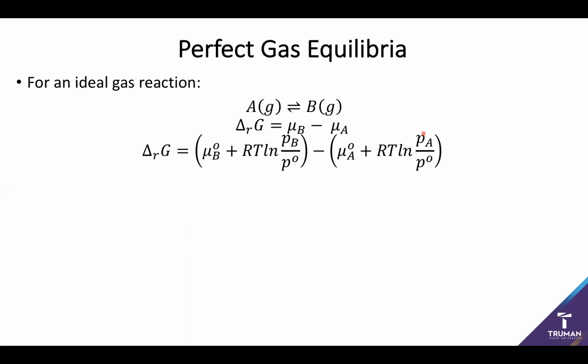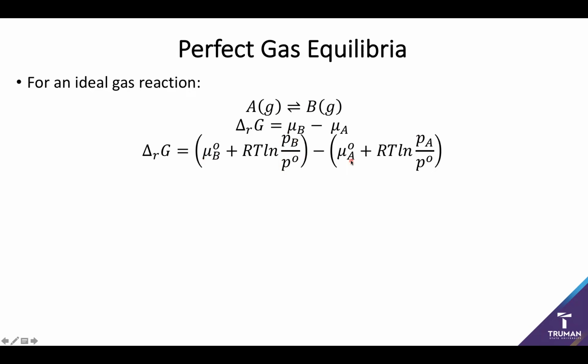So if I'm dealing with an ideal gas, we've already demonstrated that the free energy of an ideal gas is going to change with respect to the pressure of the gas. So we can essentially give the chemical potential of B as the standard state chemical potential of B plus RT, the natural log of the ratio of B to our standard state conditions. And again, we can do the same thing with A.